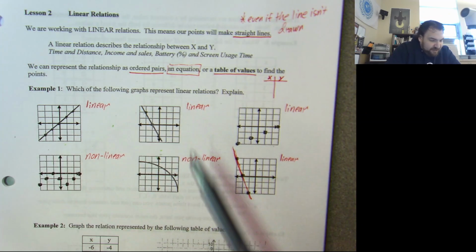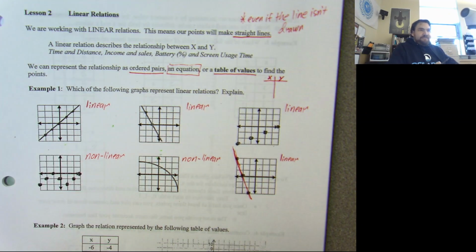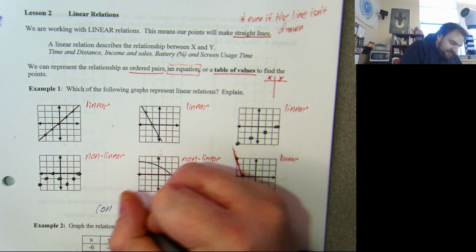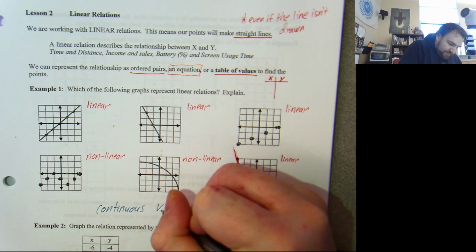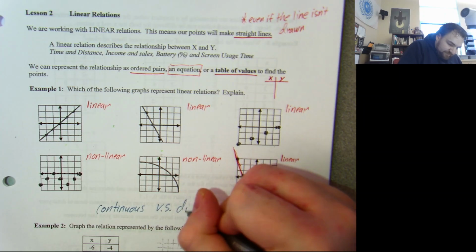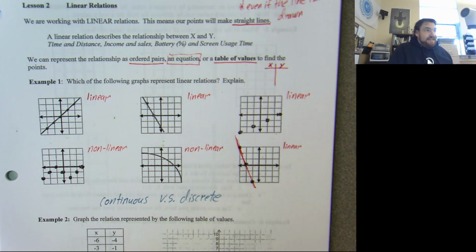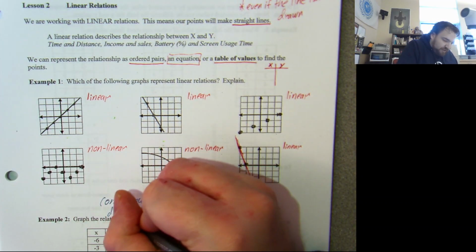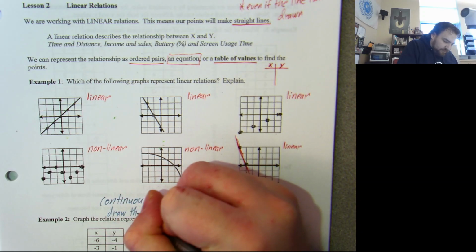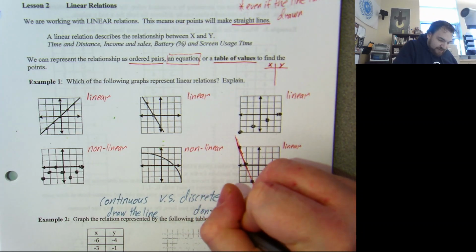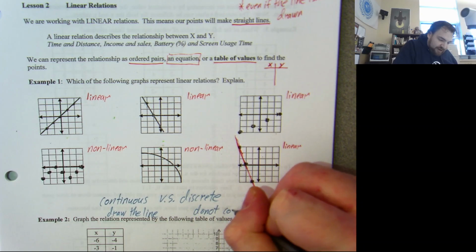Okay, so we've looked at that. Are we cool with what makes linear and nonlinear? Okay. So I want to bring in another concept here. We're going to look at something called continuous versus discrete. Continuous means you draw the line. Discrete means do not connect the dots.